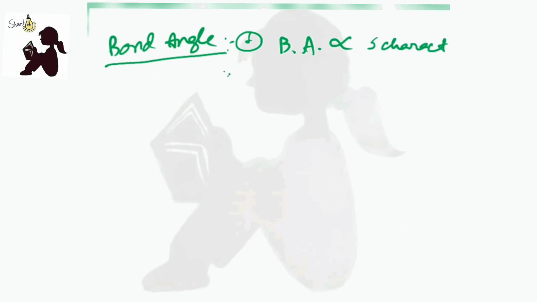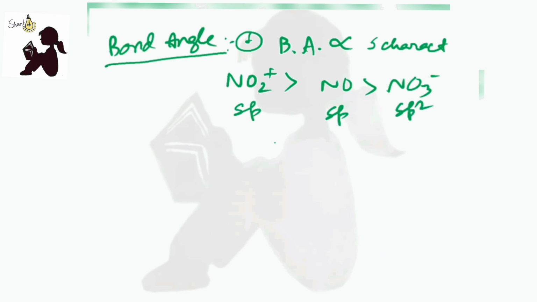Okay, we have seen the bond length is inversely proportional, but bond angle is directly proportional. So let us see an example, that is NO2 plus greater than NO2 greater than NO3 minus. So it has SP, it has SP, but it has SP2. Okay, though it has SP, its value is 2.5. It is lesser than this. It is just an exception, that's why I have written that both of them are SP, but NO2 plus is more.